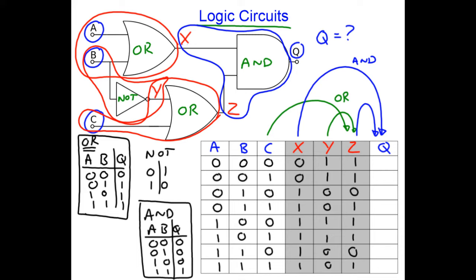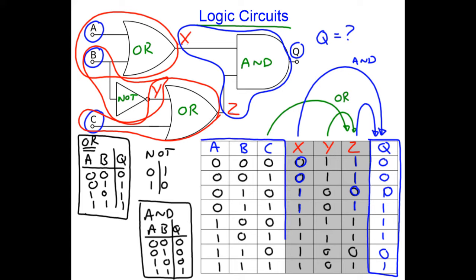So now we're going to take the final column. 0 and 1 gives me 0, 0 and 1 gives me 0, 1 and 0 gives me 0, 1 and 1 gives me, oops, that should be a 0 and 1, so 0. 1 and 1 gives me 1, 1 and 1 gives me 1, 1 and 0 gives me 0, 1 and 1 gives me 1. So now we have the output Q as a function of each combination of the inputs A, B and C. And that's how you do it, using intermediate columns and writing out your little truth tables so you know what you're doing.